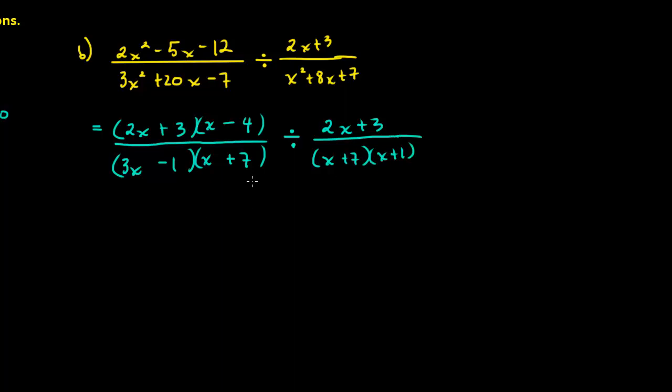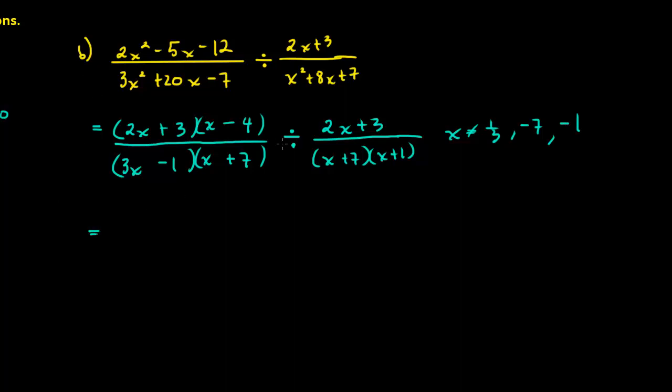Now we can state any restrictions on our variable. We have the restriction, first off, that x cannot be equal to 1/3, because when x is equal to 1/3, 3x minus 1 is equal to 0. We also have that x cannot be negative 7 from this factor, and x cannot be equal to negative 7 from this factor as well, but we've already written down that restriction. Lastly, we have that x cannot be equal to minus 1.